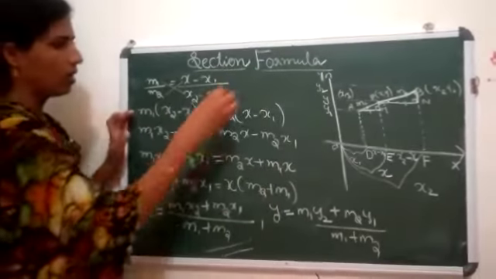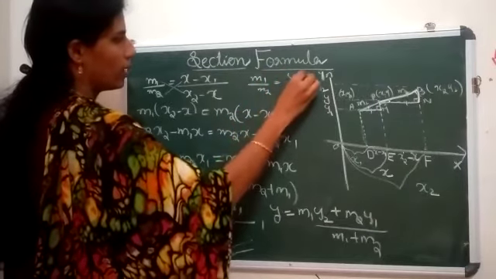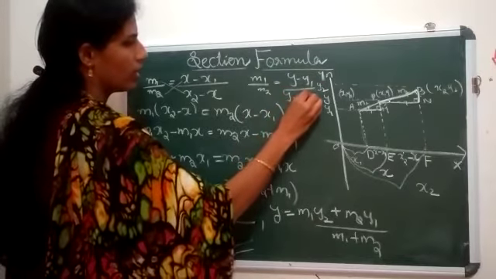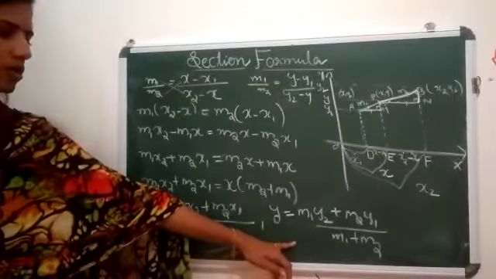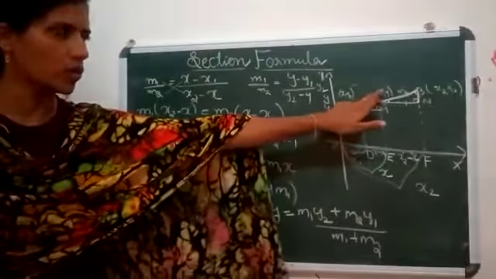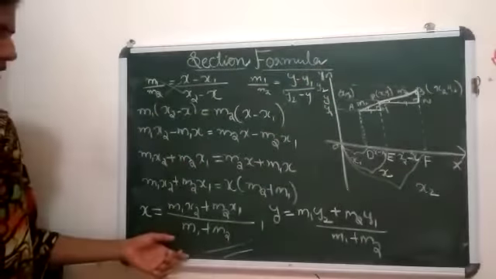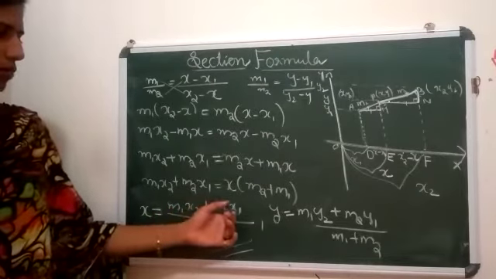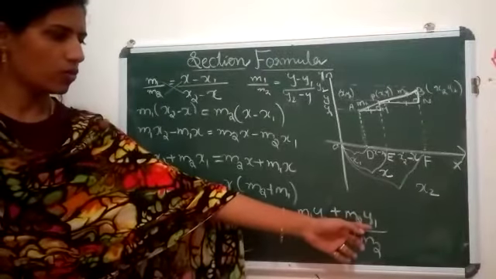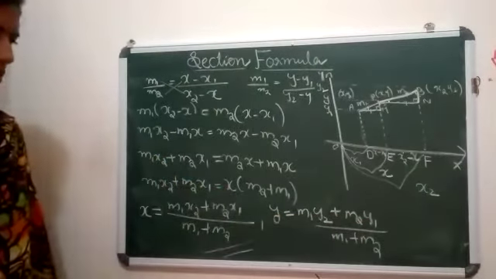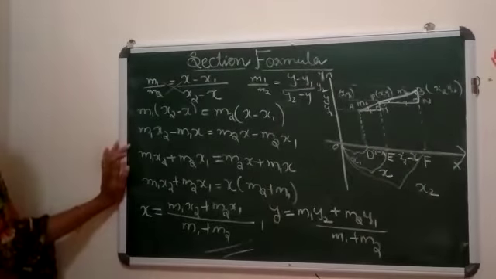Instead of x, we use m1 by m2 equal to y minus y1 divided by y2 minus y. When we are solving like this, you will get this equation. So this is the equation for finding the coordinates of P, x, y. What is the equation? x, y is equal to m1 x2 plus m2 x1 divided by m1 plus m2, and m1 y2 plus m2 y1 divided by m1 plus m2. This is the equation for finding the coordinate of the point P.